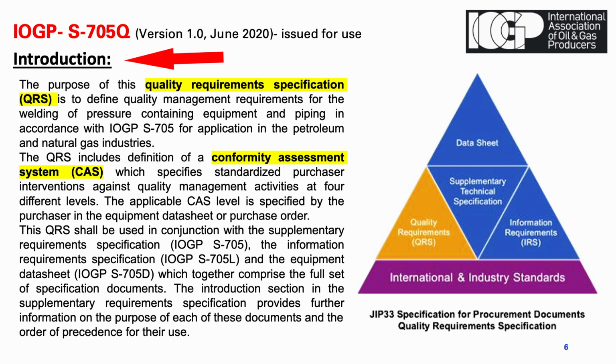You can see the triangle which is showing the JIP 33 specification of procurement documents, quality requirement specification. First, there are industrial and international standards. Then the base is formed by quality requirements, which is the input, information requirement input, and then supplementary technical specification, which is this one, S705, and we have to add the data sheet. Then the complete requirement for a material or piping or pipeline can be fulfilled.